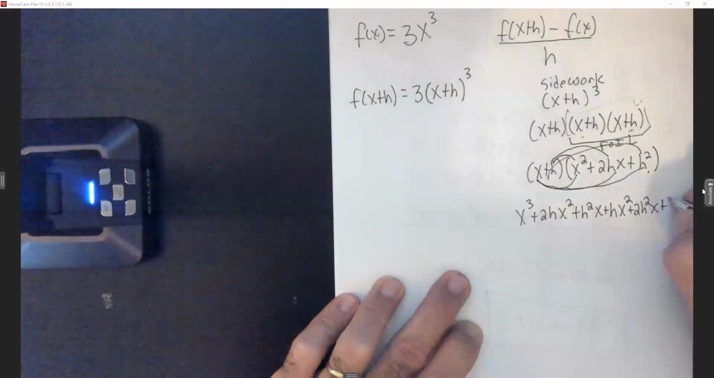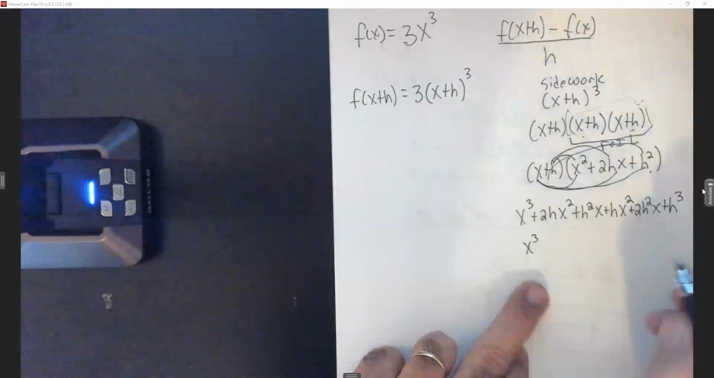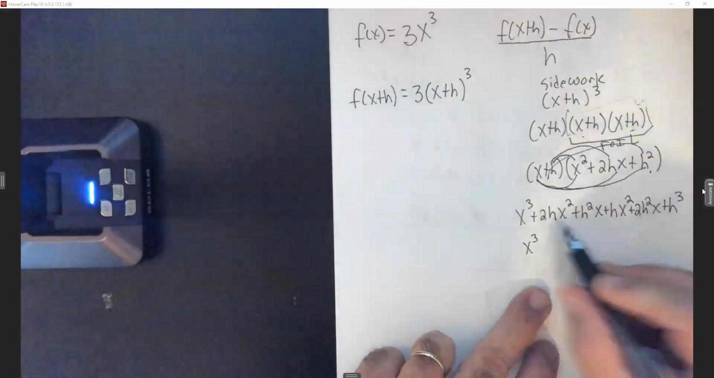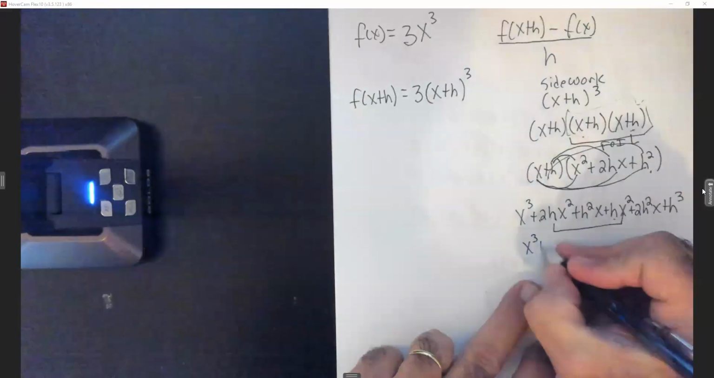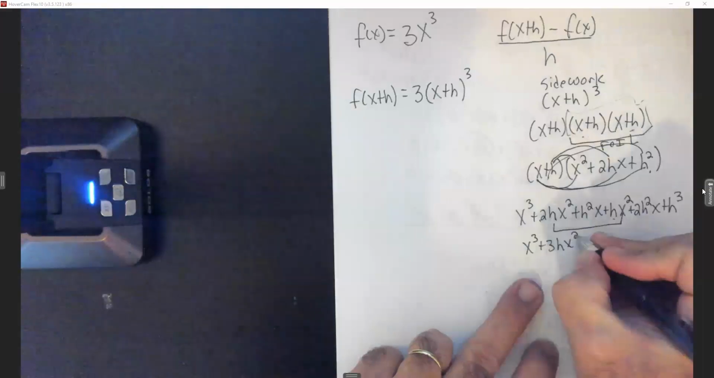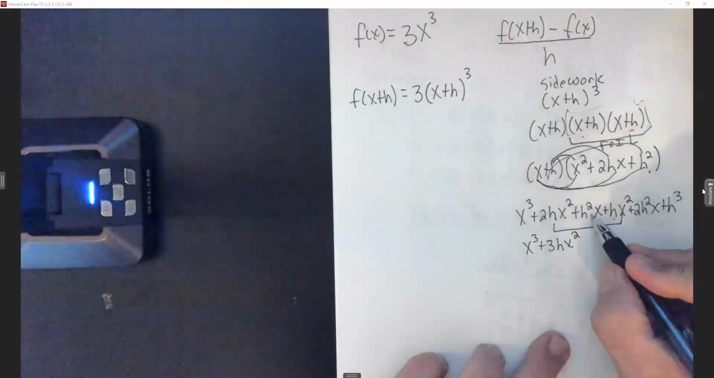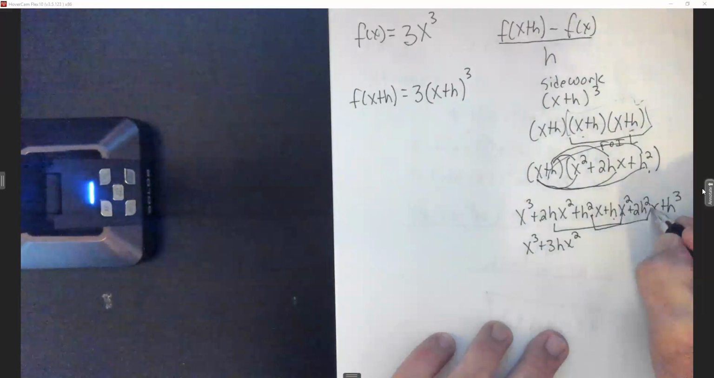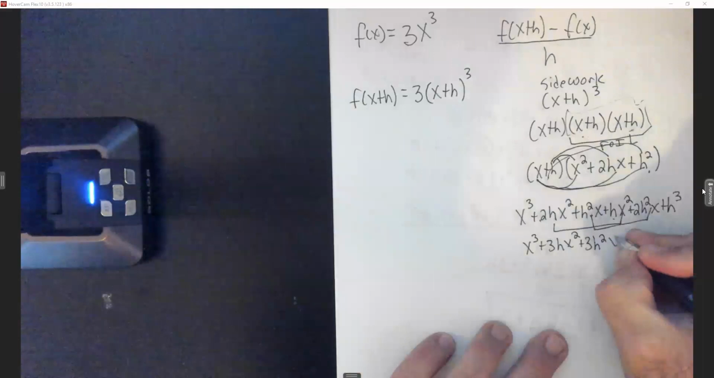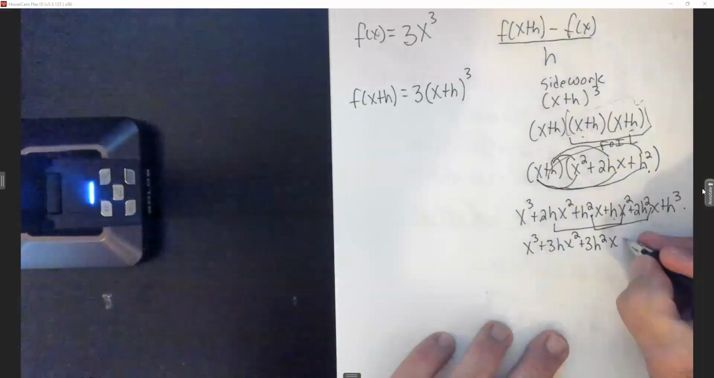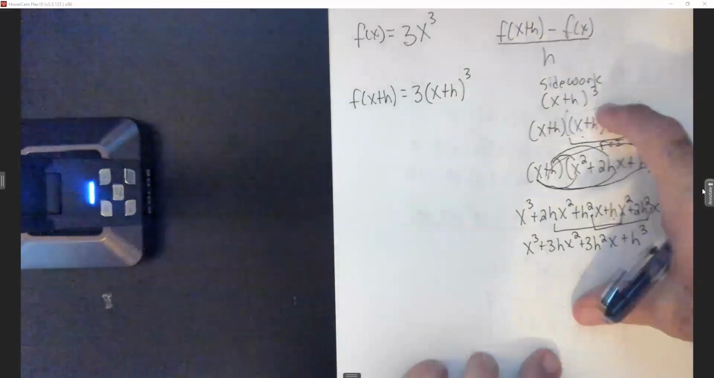Now this one did have like terms. So bring down the x to the third. Hx squareds will add to hx squareds. So 2 plus 1 gives me 3hx squareds. Now I'm going to do the h squared x's. I got 1 h squared x plus 2 h squared x's gives me 3 h squared x's. And then at the end is an h to the third. So all this work was doing was cubing that x plus h.